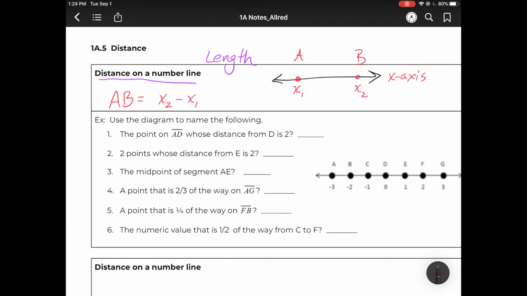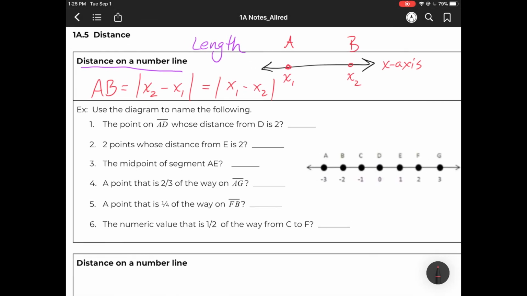But because length is always a positive measurement, we use the absolute value of x2 minus x1, which really means that the order of those in subtraction does not matter in this case. So I could do x1 minus x2. And so we're going to apply some of that to these problems.